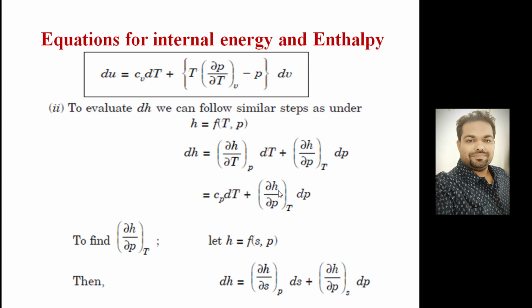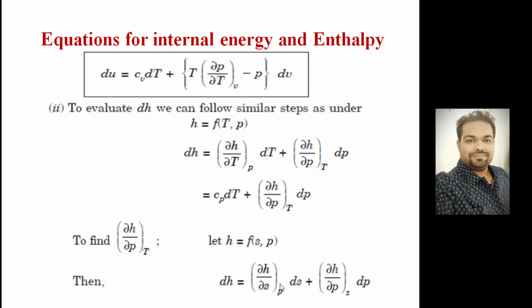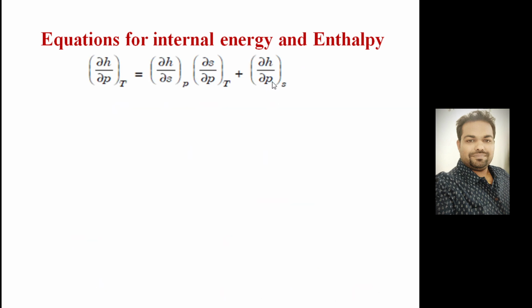Now we need to find basically ∂h/∂p at constant T, right? So we have to divide this entire equation by dp. So we can write ∂h/∂p at T is equal to ∂h/∂s at p into this term. This term comes because we are dividing by dp throughout, so the dp term will vanish. So we can write this equation, right?